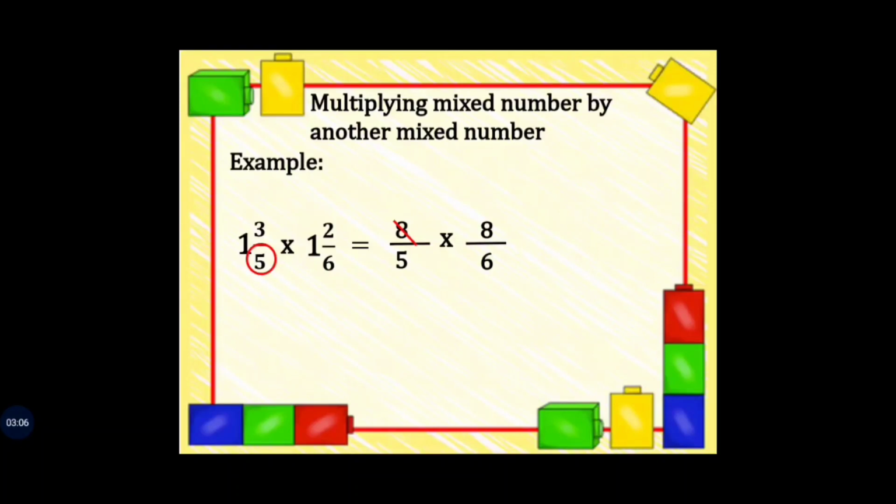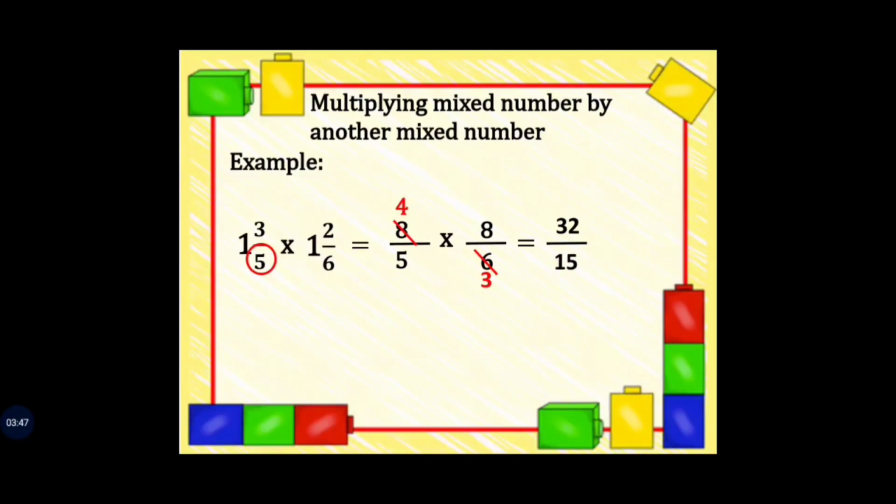Unahin natin ang 8. 8 divided by 2 equals 4. Then, 6 divided by 2 equals 3. So, pwede na tayong mag-multiply. Let us have now an equal sign, then a fraction sign. Then, multiply now 4 times 8. 4 times 8 equals 32. Then, multiply also 5 times 3. It gives the product of 15.